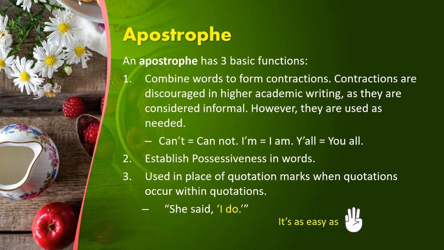Apostrophes can also be used to establish possessiveness in words. In addition, they can be used in place of quotation marks when quotations occur within quotations. Usually, this happens when you quote someone else quoting someone else.